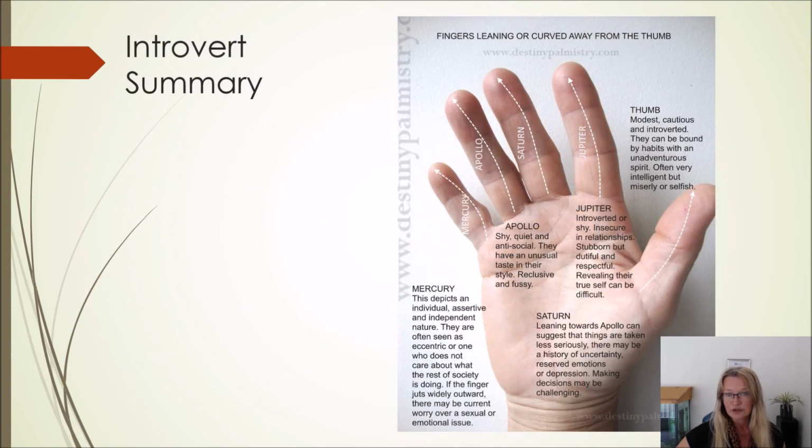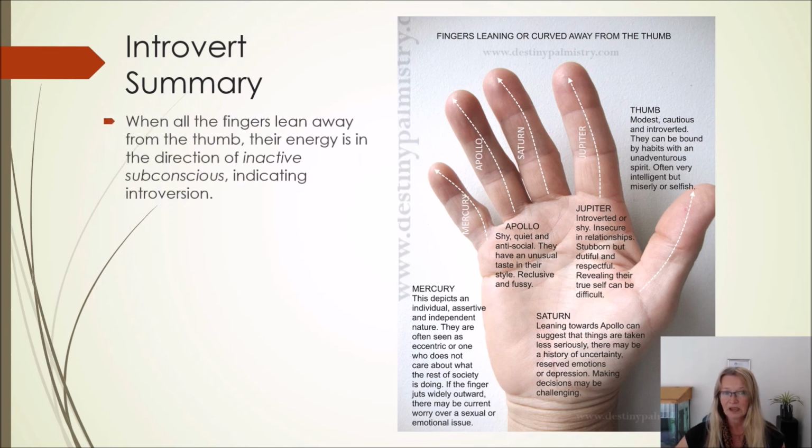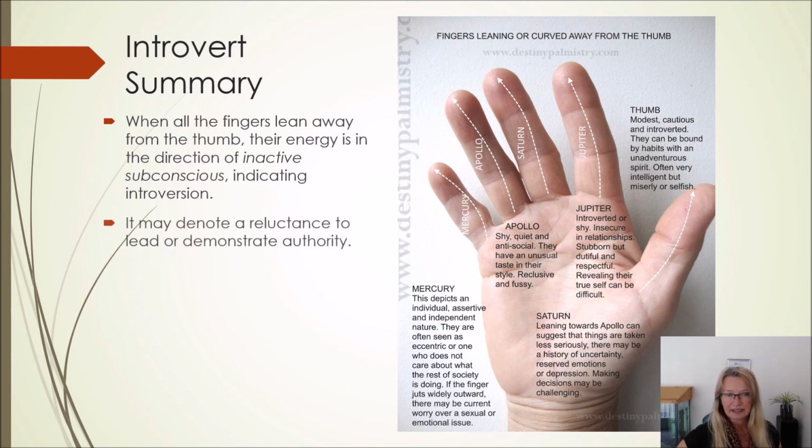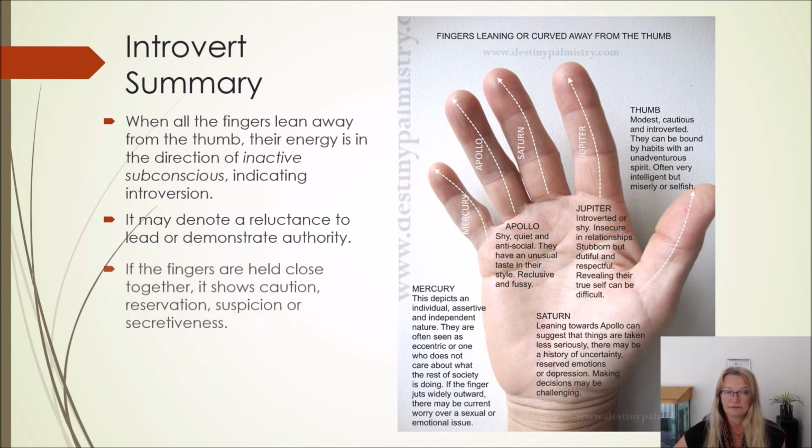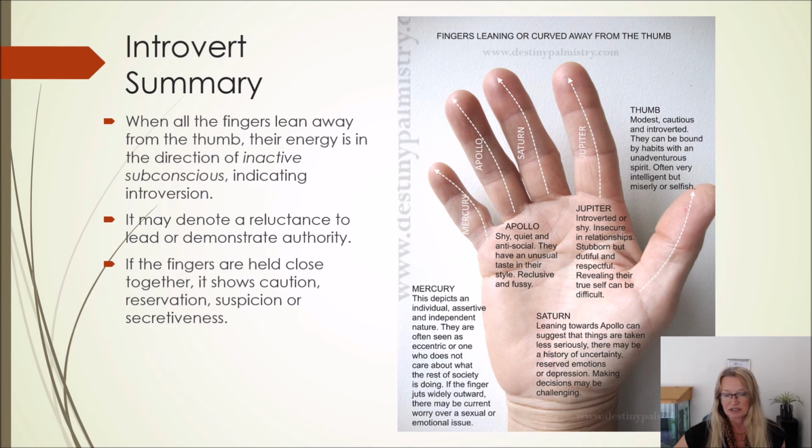Summary of the introvert. With the fingers tending to lean away, if all of them are leaning away, the energy is in that direction of the inactive subconscious side, indicating introversion. So it can denote a reluctance to lead or demonstrate authority. They might also be just too shy to do it.